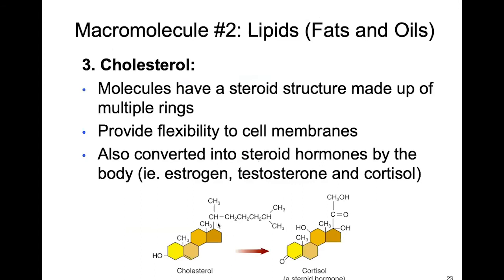And then cholesterol is also used as a backbone for a group of hormones known as our steroid hormones. Okay, so estrogen, testosterone, cortisol. There are other examples that we'll go through once we get to the endocrine system. But essentially the steroid hormones are fat soluble because they are made up of a cholesterol backbone.